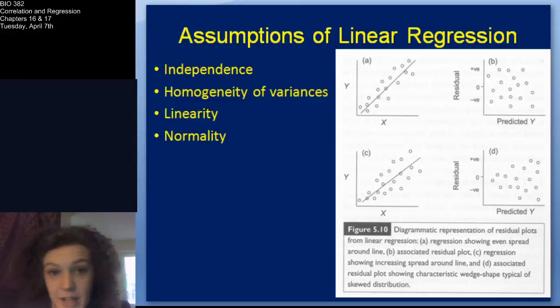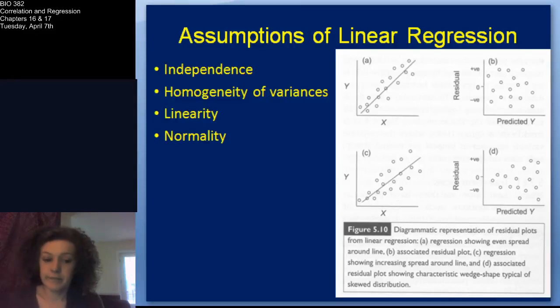Oh, yay! So they're the same as you would use for a Pearson's correlation: independence, homogeneity of variances, linearity, and normality. Okay? All right.